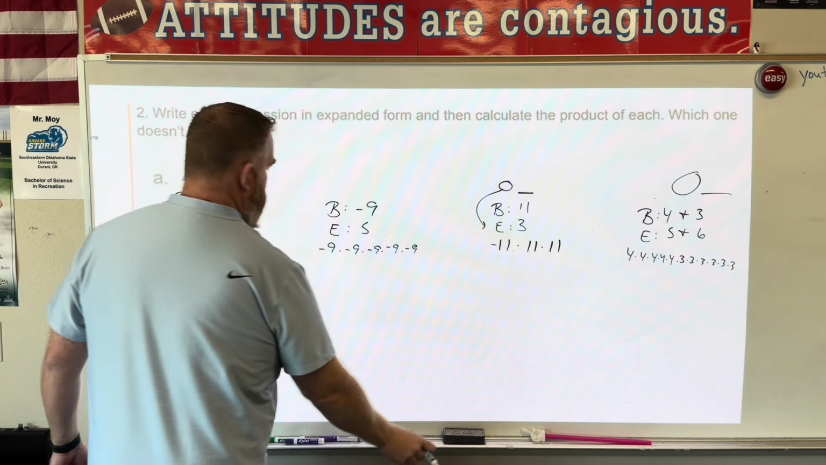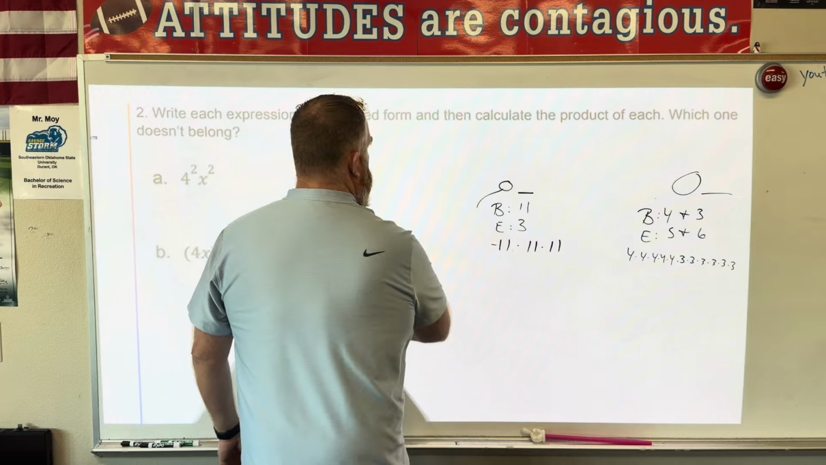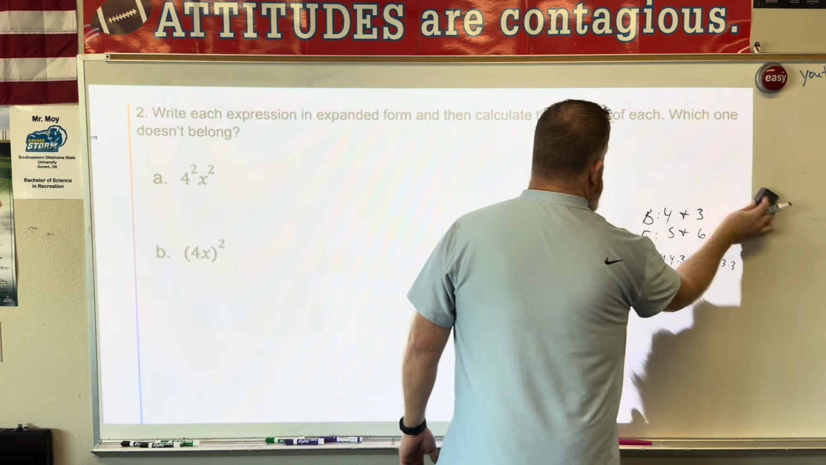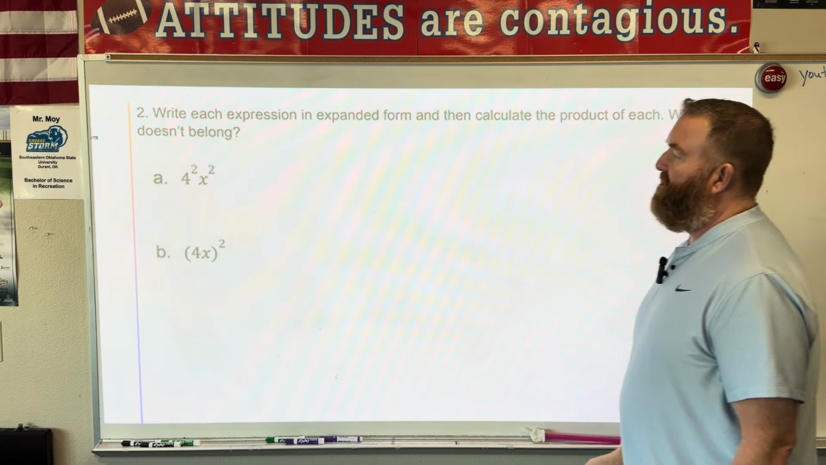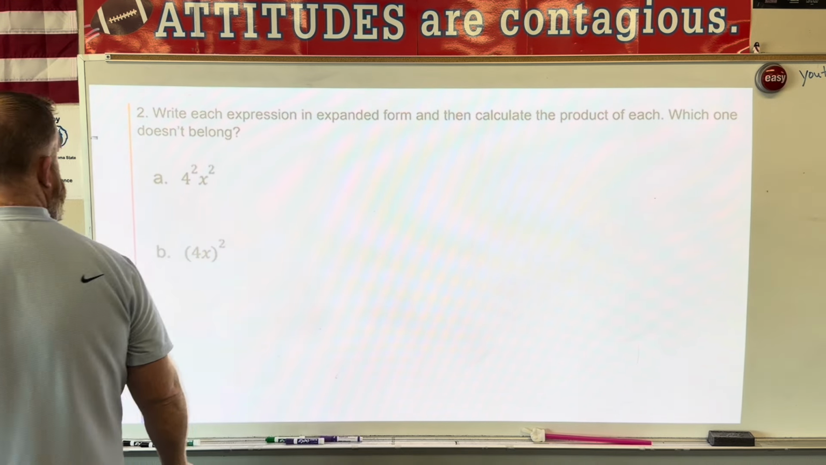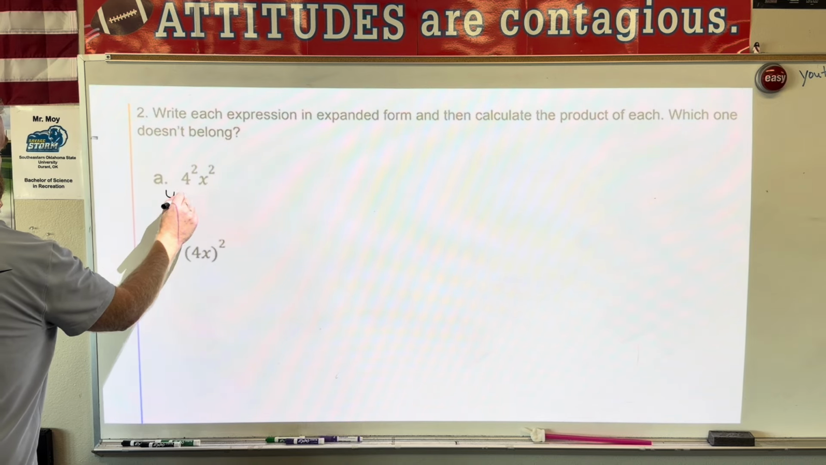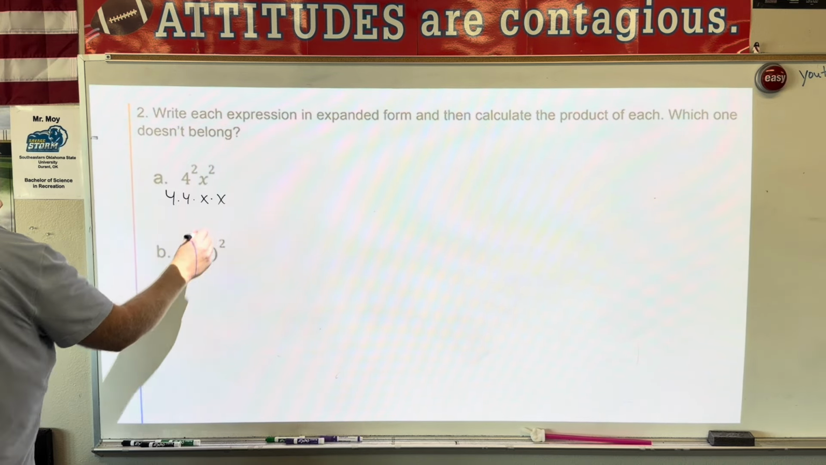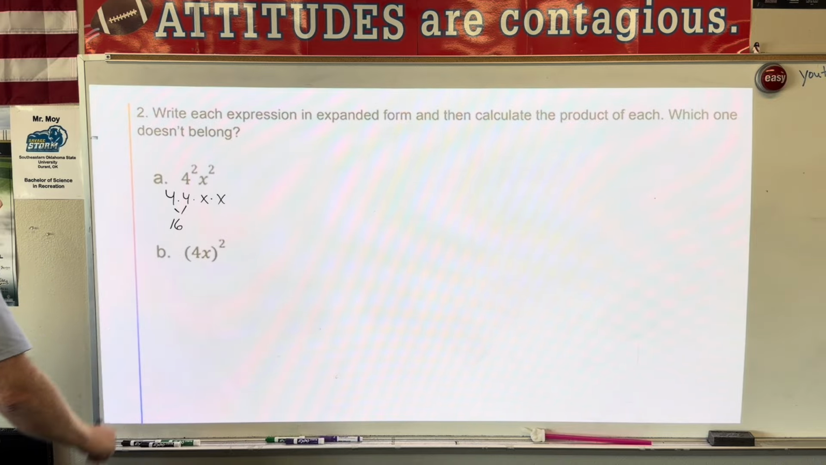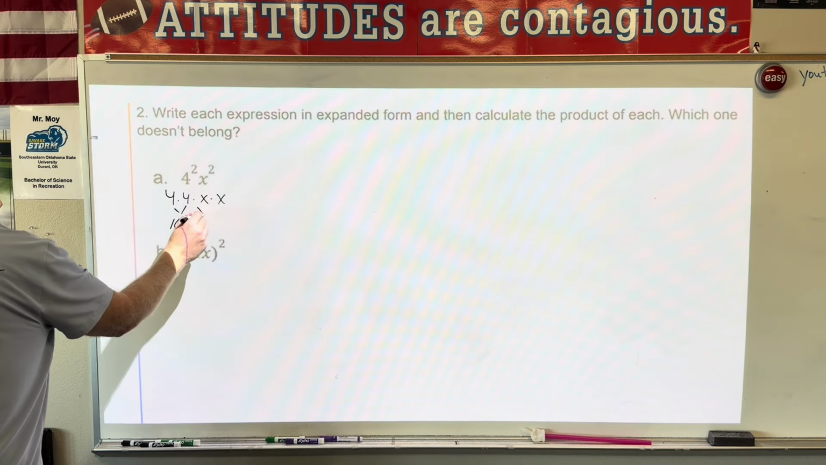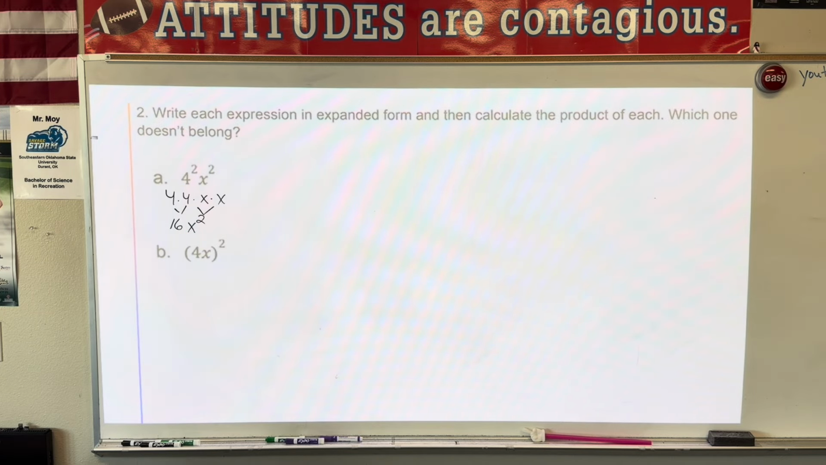All right, here we go. 4 squared, x squared. We're going to go from exponential form, or exponent form, to expanded. What does 4 squared mean? 4 times 4. And what does x squared mean? X times x. Good. Now what's 4 times 4? 16. What's x times x? Nope, not 2x. X squared again.